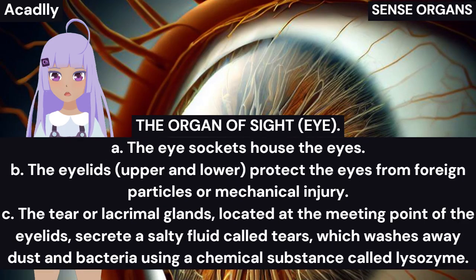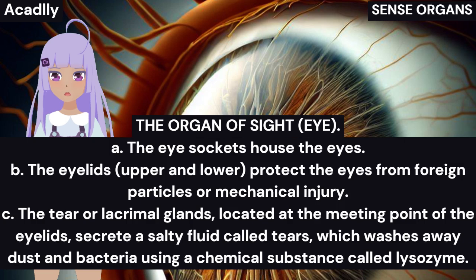The organ of sight, eye. The eye is the organ responsible for vision. It has a spherical shape and is protected by ocular or optical structures, such as eye sockets, eyelids, eyelashes, tear or lacrimal glands, and conjunctiva.